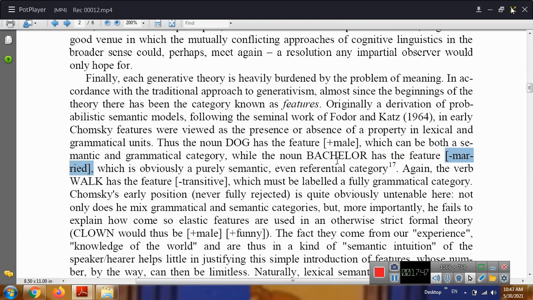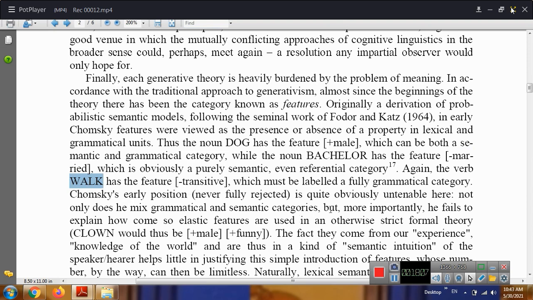Here you can see another example. The verb walk has the feature minus transitive, which must be labeled as a fully grammatical category. And here we don't have any semantic category, it is grammatical.